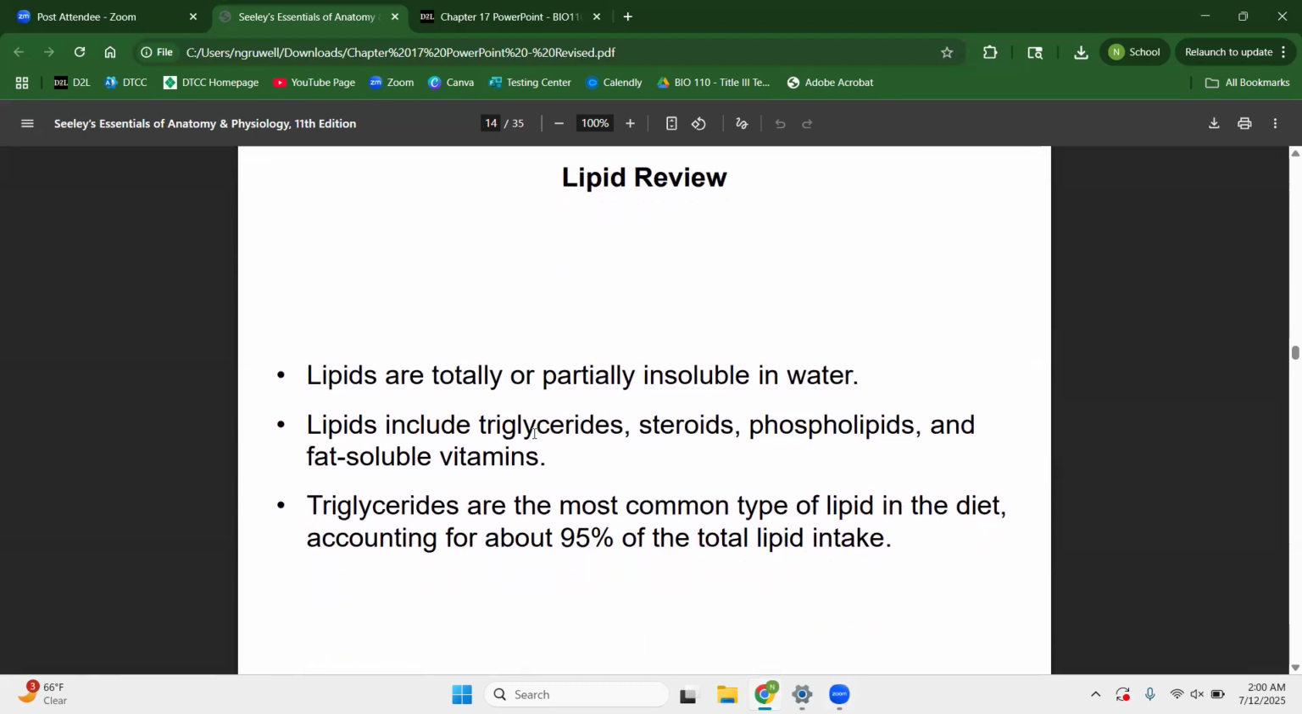All right, now we're moving on to lipids. These are our fats. And so lipids are typically going to be totally or partially insoluble in water. I always think of the example, oil and water don't mix, and that's because oil is a lipid. And so lipids include triglycerides, steroids, phospholipids, and we also have some fat-soluble vitamins, meaning some of the vitamins that we need are able to be transported within our fatty substances. Triglycerides are the primary type of dietary lipid. And so, in terms of the food we eat, about 95% of the fat that we bring in is going to be in the form of triglycerides.